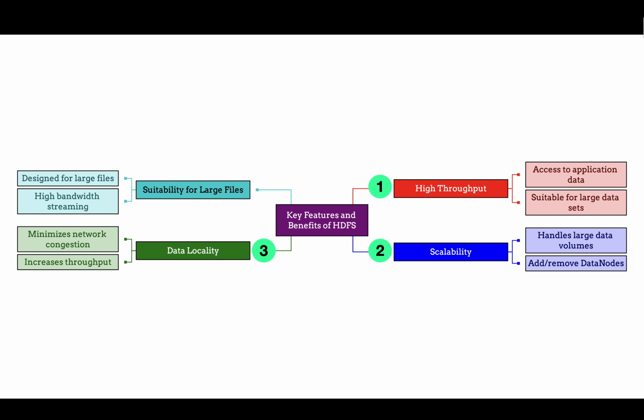3. Data locality. HDFS tries to keep the data as close to where it is processed as possible, minimizing network congestion and increasing the overall throughput of the system. 4. Suitability for large files. HDFS is designed to support large files. It provides high bandwidth streaming access to file data, making it suitable for large-scale data processing tasks.